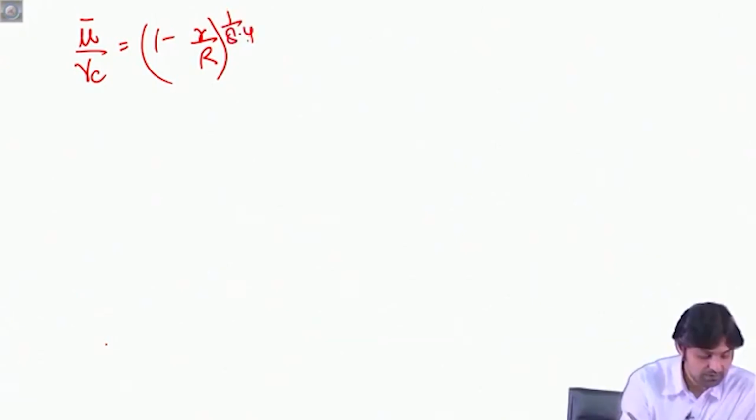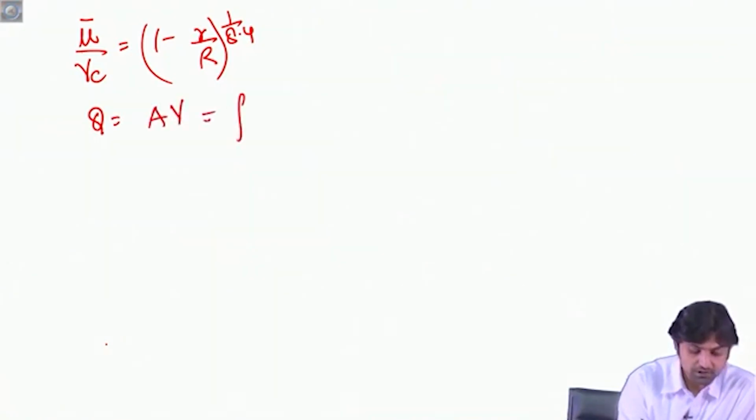All right. So we can use this formula, U bar by Vc is equal to 1 minus r by R, the center line velocity formula, to the power 1 by n. Okay. And we also know that Q is equal to A into V, or integral U dA. All right. So we use U bar from here.